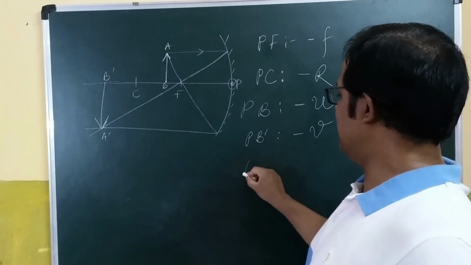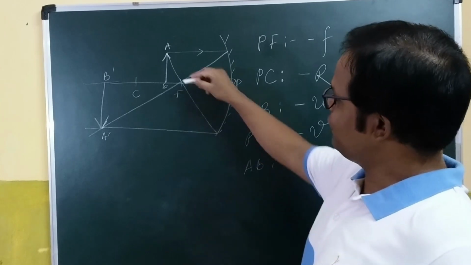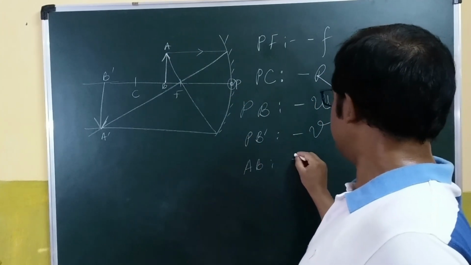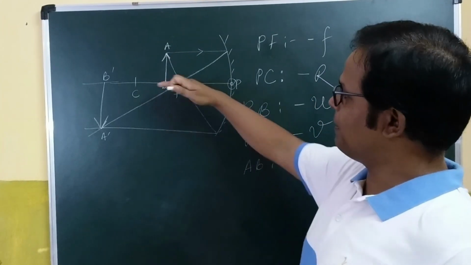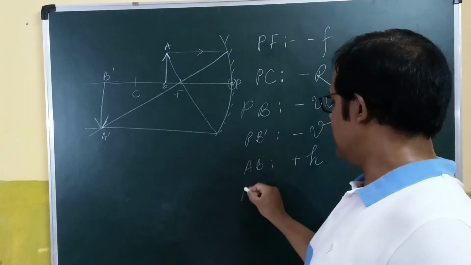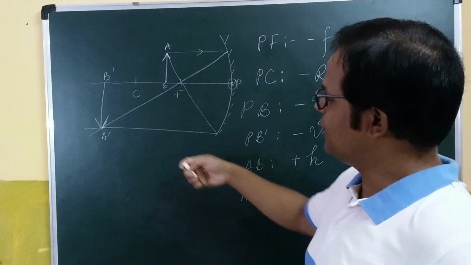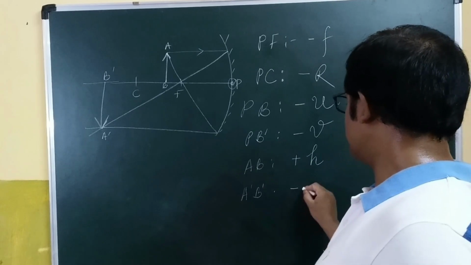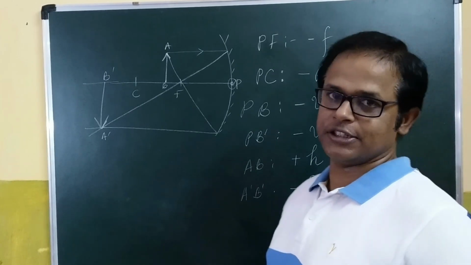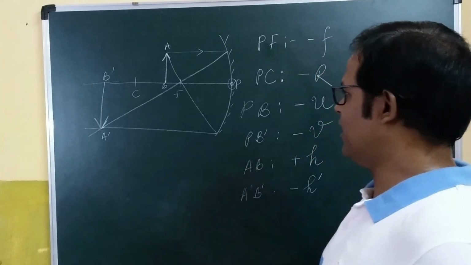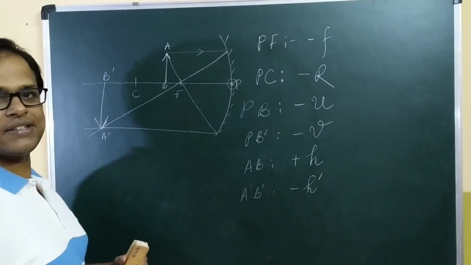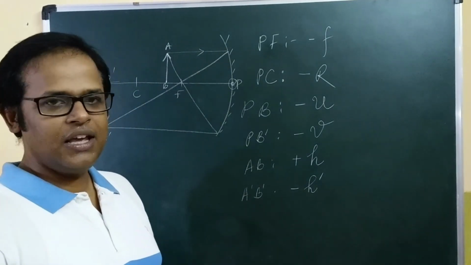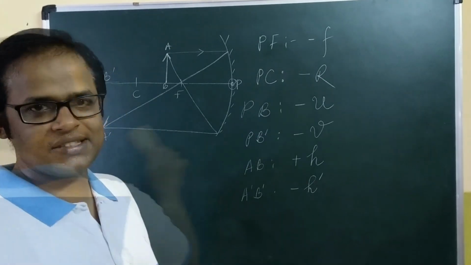Now you look into this case, AB. If you look into this distance AB, it is measured perpendicular and above the principal axis, so it should be plus h. Or A dash, B dash, the height of the image measured perpendicularly below the principal axis, so it should be minus h dash. Is that understood? That is the way we can use the sign conventions. In this way you can do for any position of concave mirror, any position of convex mirrors. Okay, note it down please.